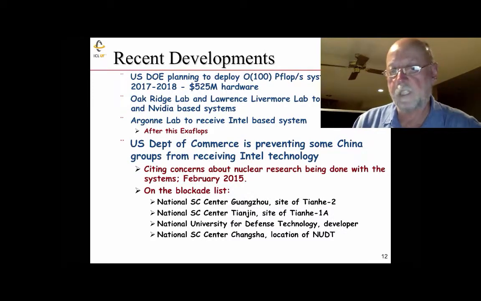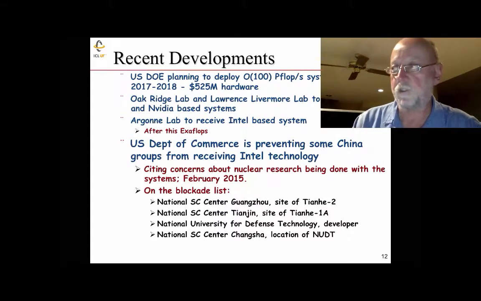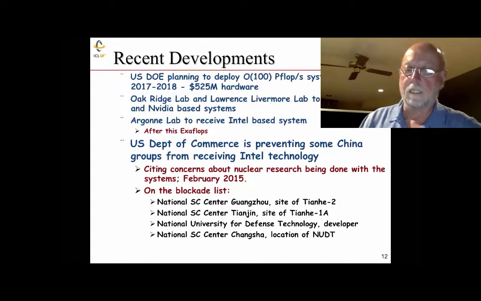So what's happened recently is the U.S. Department of Commerce has cited concerns about nuclear weapons research being done on the Chinese systems. And they basically have denied access to the technology to 4 centers in China. So the National Supercomputing Center in Guangzhou, that's the site of the #1 computer, the Tianhe 2. The National Supercomputing Center in Tianjin, they have a very fast computer, which is the previous generation of the #1 system.